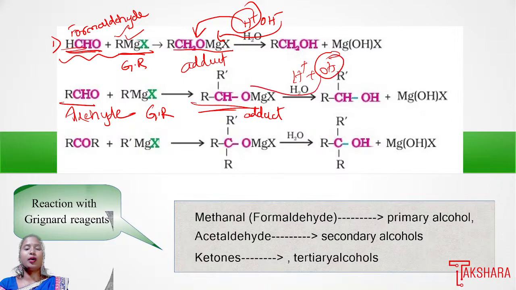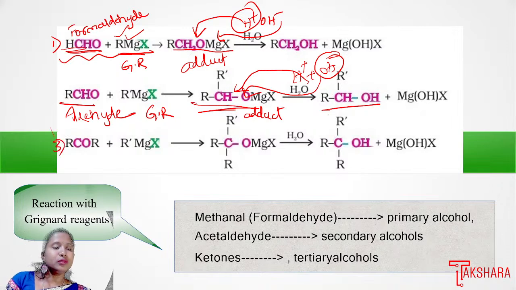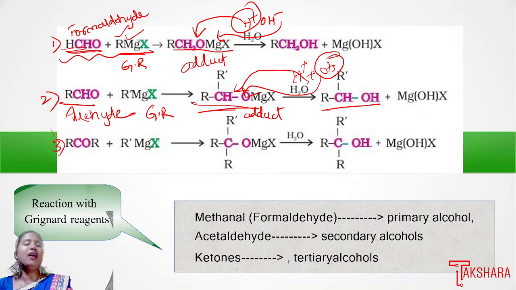OH minus is going to combine with the MgX, and the H plus from water is going to attach to the group. So we will get the product. Then next we have the third one. So this is the second one. The third one we have RCOR dash. So that is what? Ethers? RCOR dash, not ethers, it is ketone. When it is treated with R dash MgX, here what happens?